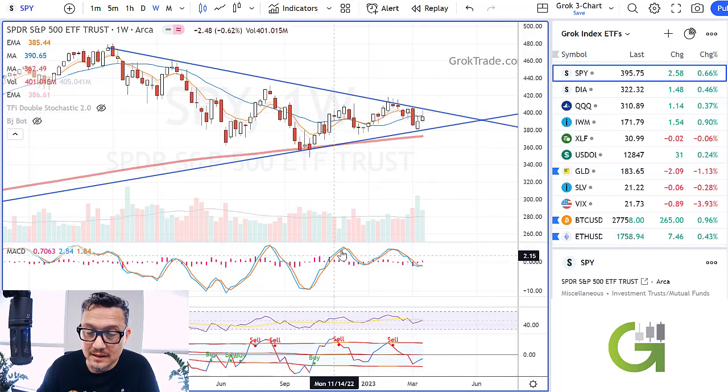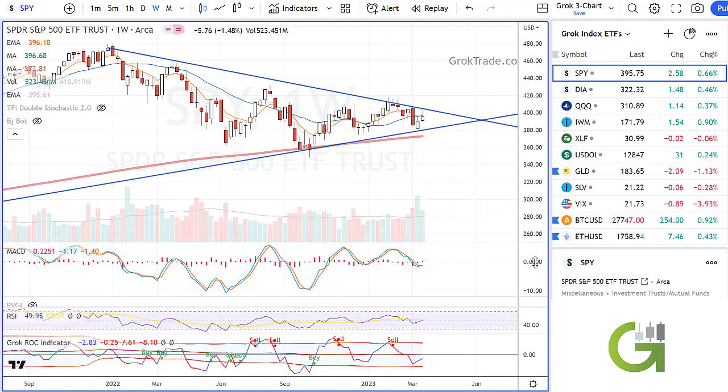But remember the MACD, anything above the zero line, that zero line coming across here. When you're above it, that's bullish.